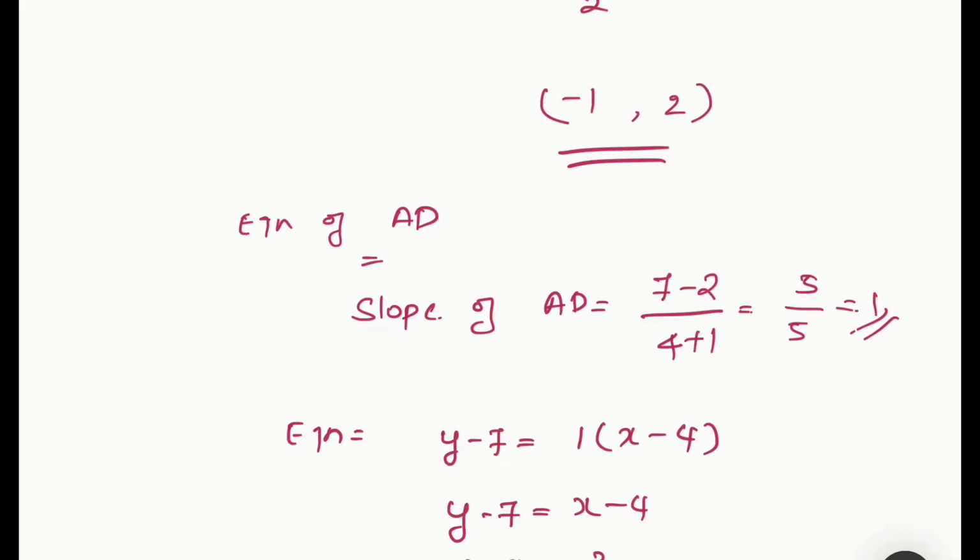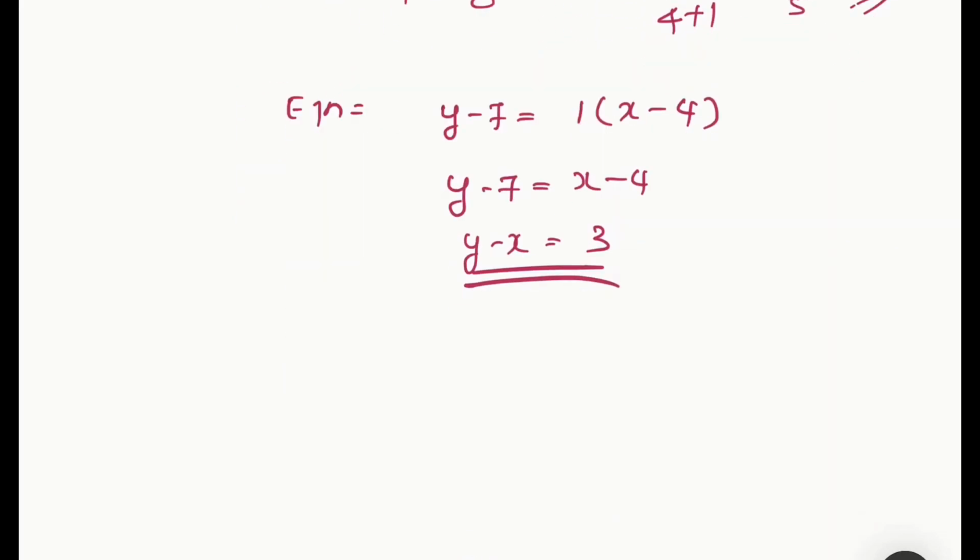Now, coming to the next question. In the next question we have ABC with coordinates 0, 3, 4, 4, 8, 0 respectively. Find the equation of line through A perpendicular to BC. So, how will you find out? Let me write down the coordinates. Question number 13. A is 0, 3. B is 4, 4. C is 8, 0 respectively. Find the equation of the line through A perpendicular to BC.